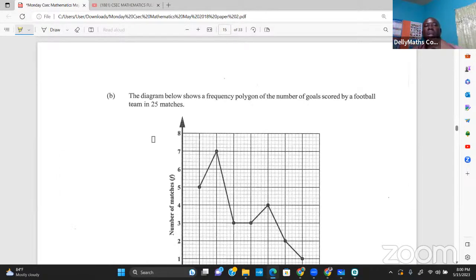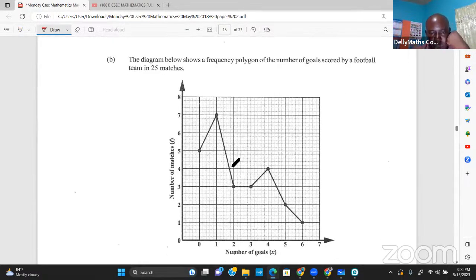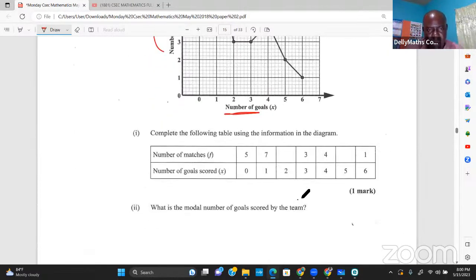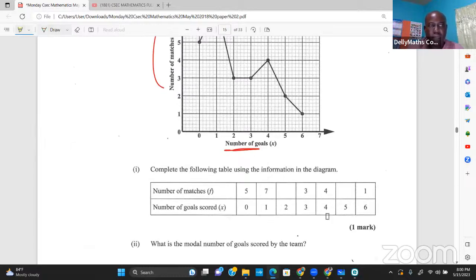Soon. The B part says the diagram below shows a frequency polygon of the number of goals scored by a football team in 25 matches. All right, so we're seeing the number of matches, which is the frequency, and the number of goals here. They're giving us a table. Complete the following table using the information in the diagram. So they have two missing spots. We can fill them out quickly.